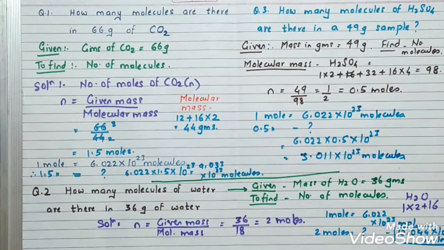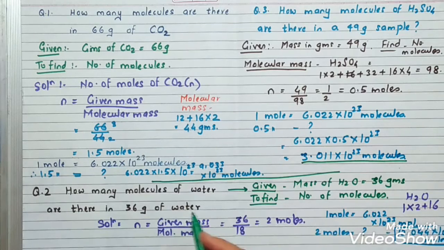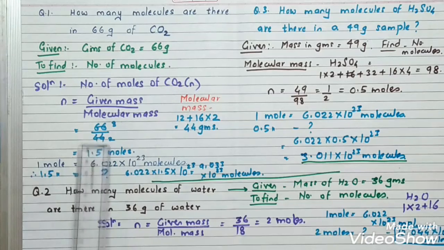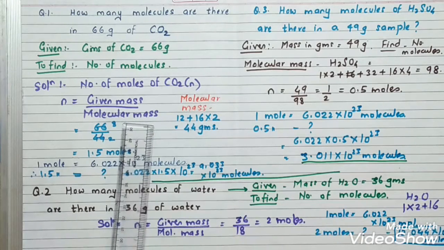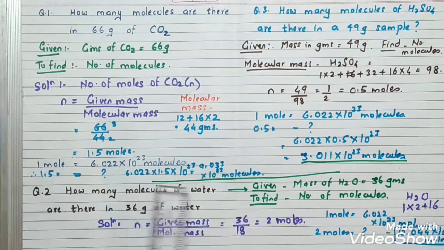So thus we have solved these three sums. Quite simple they are. You just need to understand the logic applied in these sums. You have to find the molecular mass. You should know the formula: number of moles is given mass upon molecular mass. You should know the atomic masses of everything. Then you will be able to find the molecular mass, then find the number of moles, and then find how many molecules are there in these many moles.